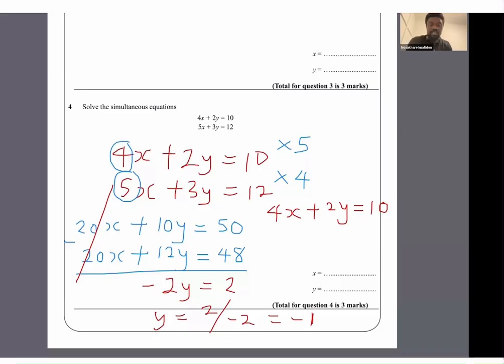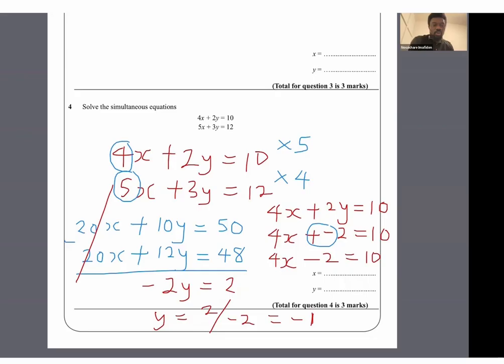So I have 4x. Of course, your 2y would simply mean 2 times minus 1. 2y means 2 times y, and since your y is minus 1, 2 times minus 1 is minus 2, and that's equal to 10. If you notice here, there is a plus and a minus. A plus times a minus should become a minus. So we have 4x minus 2 equal to 10.